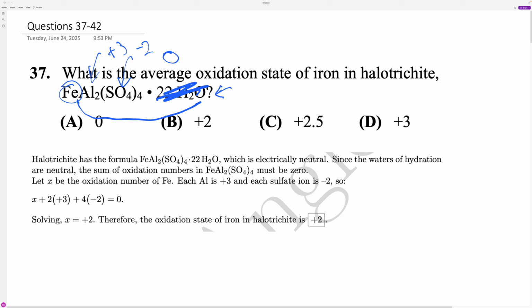So now we have all the information we need to start solving. If we say that the oxidation state of iron in this is X, then we can say X plus 2 times the oxidation state of aluminum, which is +3, plus 4 times the oxidation state of sulfate, which is -2, is equal to 0. And then from there, it's just basic algebra, and it gets us our answer B, +2.